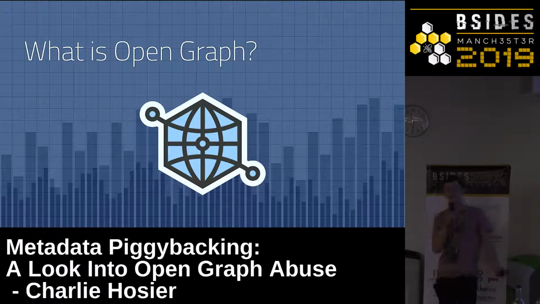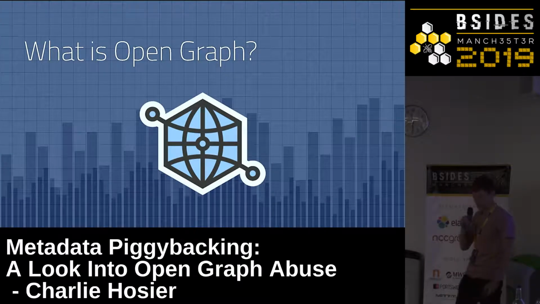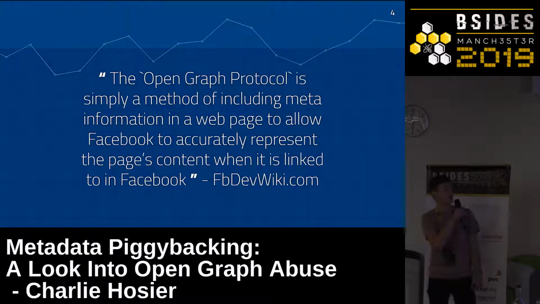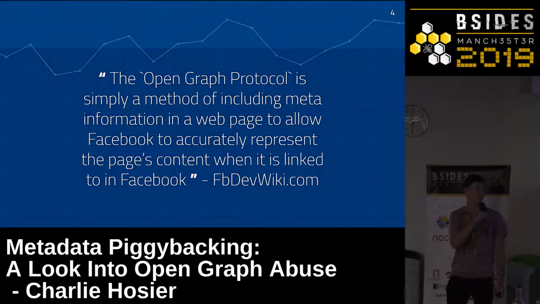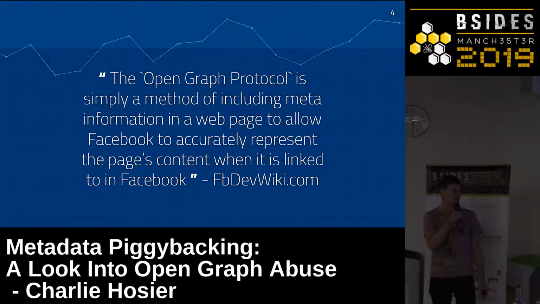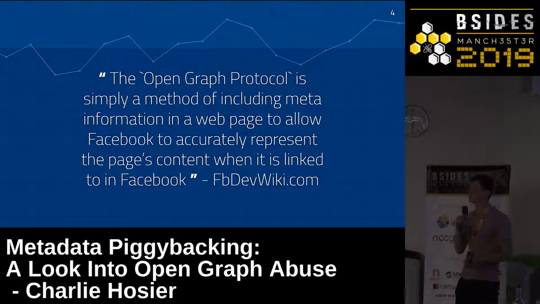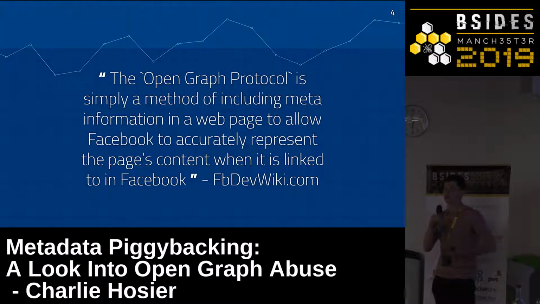So what is Open Graph? So the definition, the Open Graph protocol is simply a method of including meta information in a web page to allow Facebook to accurately represent the page's content when it is linked to in Facebook. Essentially, if you've ever sent a link on a social media platform and it turns that link into more of a pretty object that you can look at, this is the Open Graph protocol.